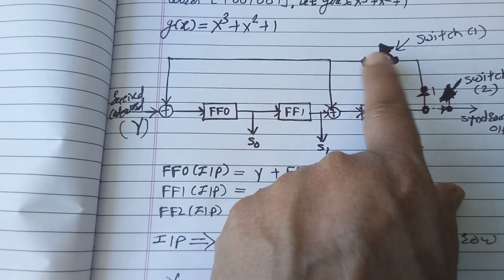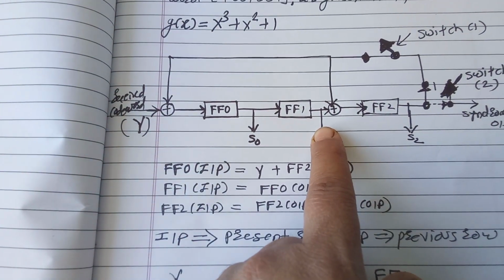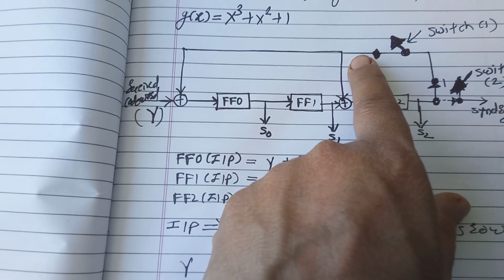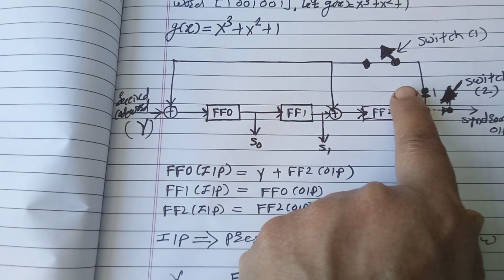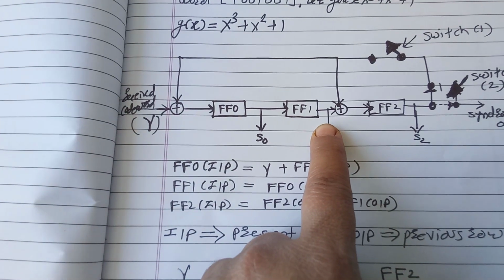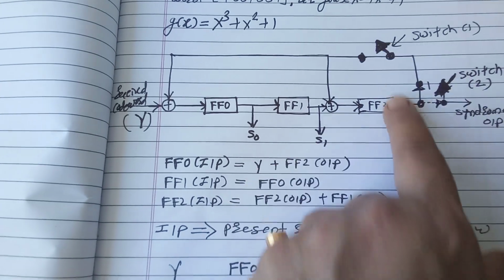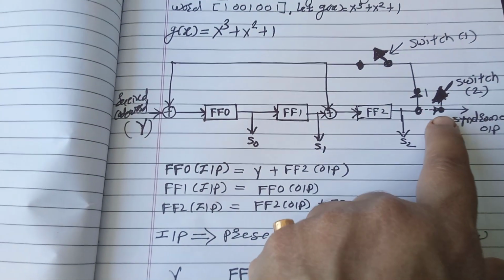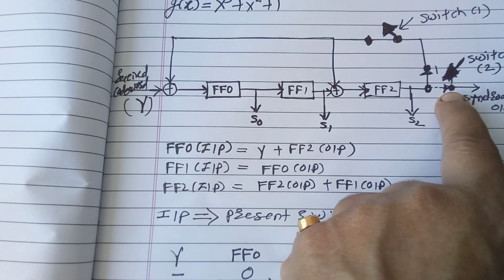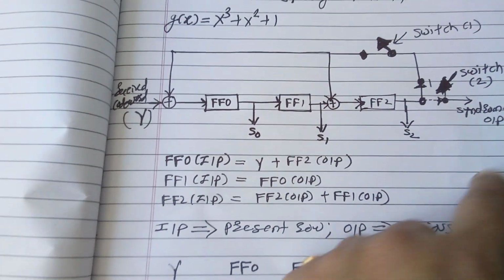Initially, when the received code word enters the circuit, this switch is open, this switch is closed, and this switch is at position 1. Once the received code word has totally entered the circuit, this switch is open and this switch comes to position 2, which I have not written here, but it is position 2, so that the syndrome will be taken out.